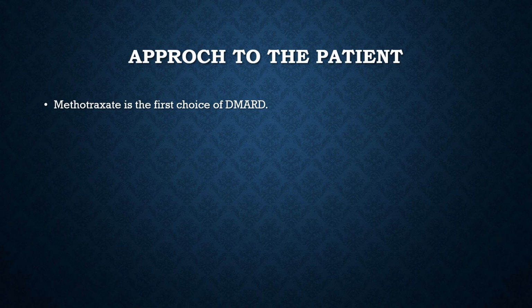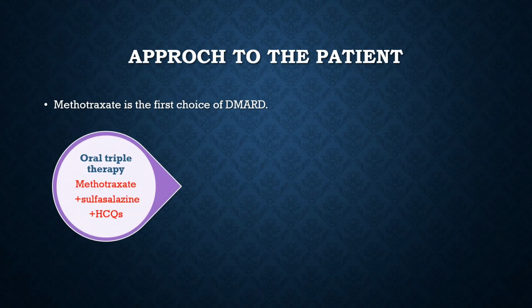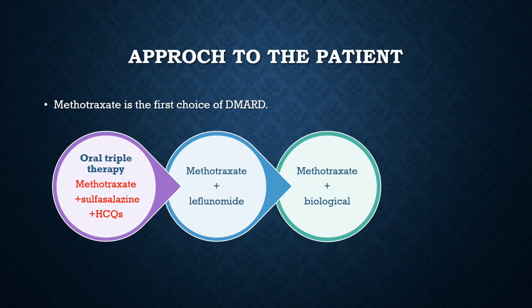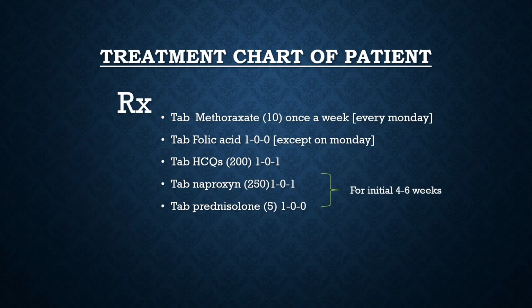Now, how to approach a patient of rheumatoid arthritis? First of all, we have to start with methotrexate. Methotrexate is the first choice of treatment in the DMARD group. If a patient is not responding to methotrexate, then we can give oral triple therapy like methotrexate plus sulfasalazine plus HCQS. All three are DMARDs. Or we can give another combination like methotrexate plus leflunomide, or methotrexate plus a biological DMARD. This is the choice of treatment according to the patient and the condition of the patient.